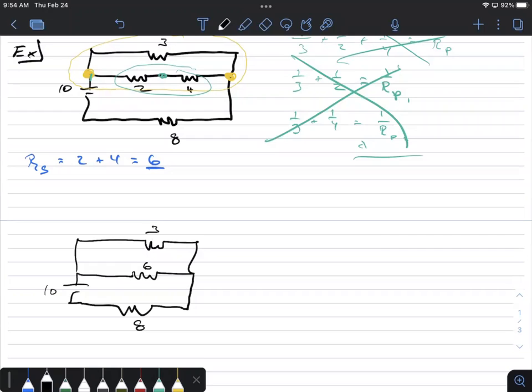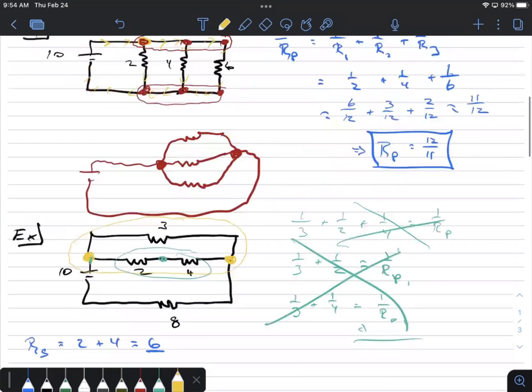Now I look and I say, okay, this is a little better because I can see that the 3 and the 6 share these 2 nodes in common. They're parallel to each other. Notice they're not parallel to the 8, although it looks like it could be all 3 of these things in parallel.